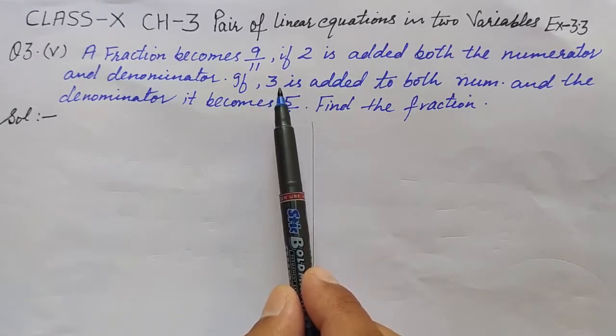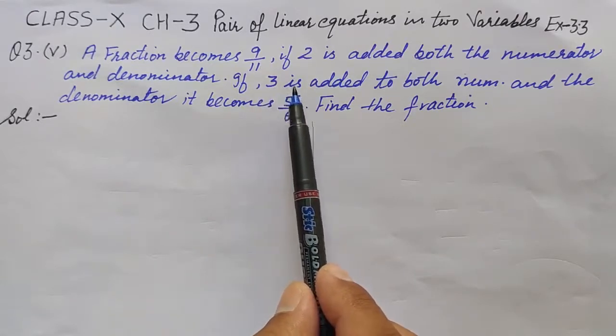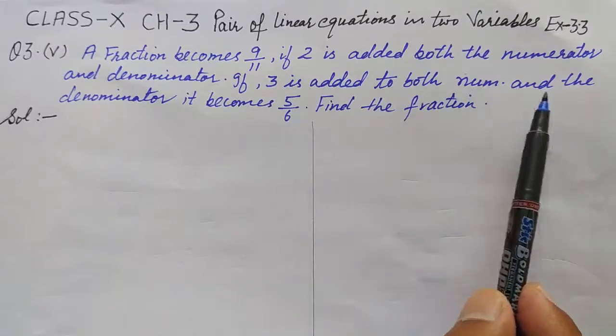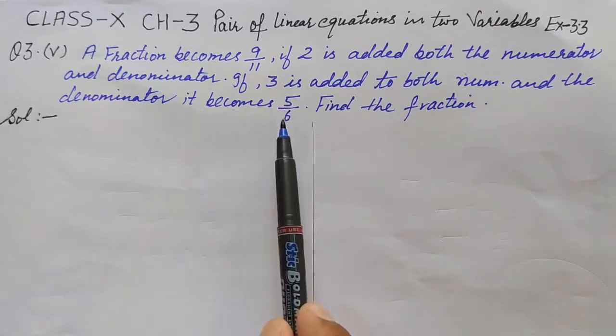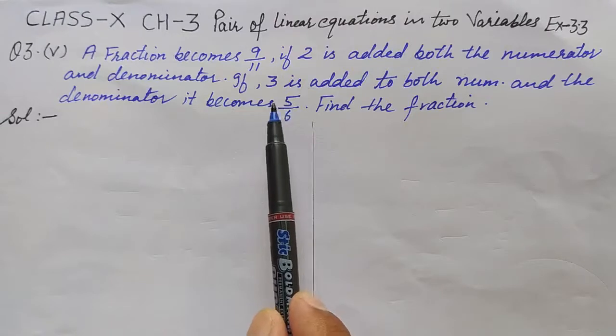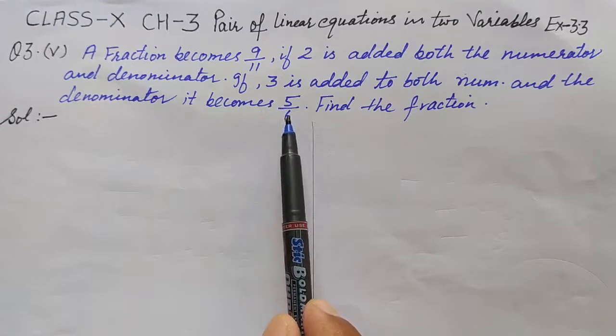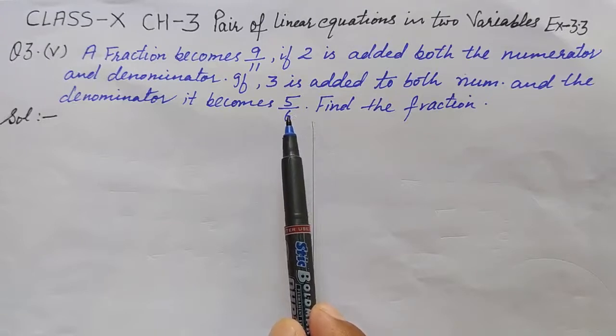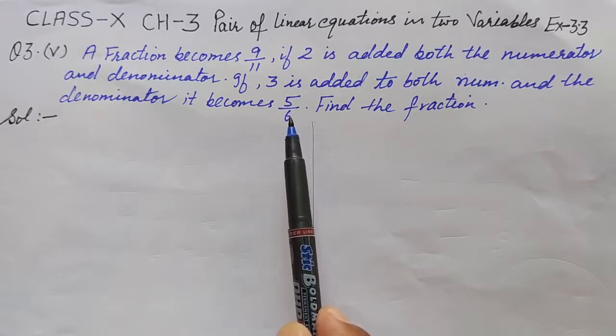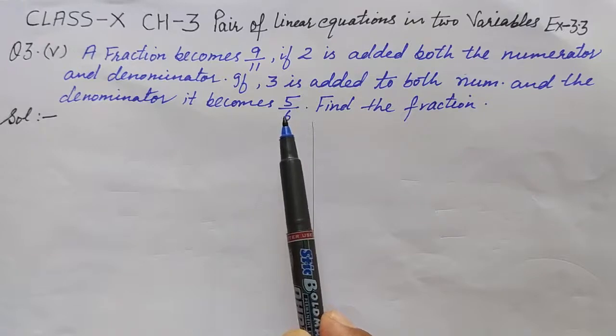Now for the second, he is saying that if 3 is added to both numerator and denominator, it becomes 5 over 6. Then let's add 3. So the fraction becomes x plus 3 over y plus 3, which is equal to 5 over 6. So now we have a pair of linear equations in two variables, and we can solve this by any of the methods. So let's start.